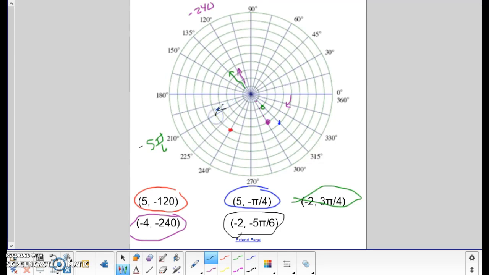I'm going to look this way, but because the radius is negative, I'm going to walk backwards. So directly opposite, I'm going to walk backwards 2 units on the radius. That puts me right here. So (-2, -5π/6) is the same as (2, 30°). Different ways to write the same point.